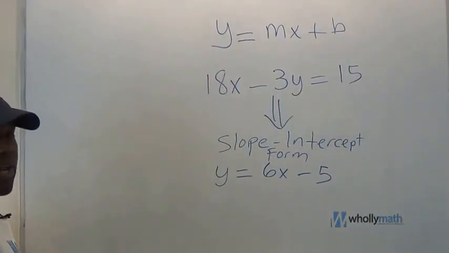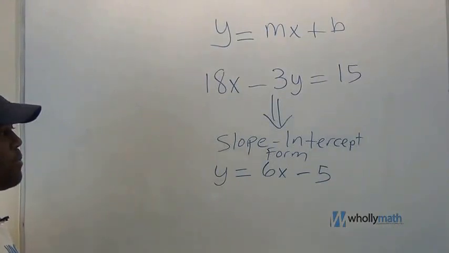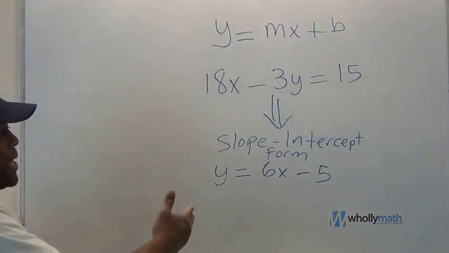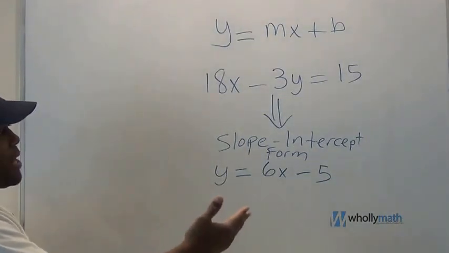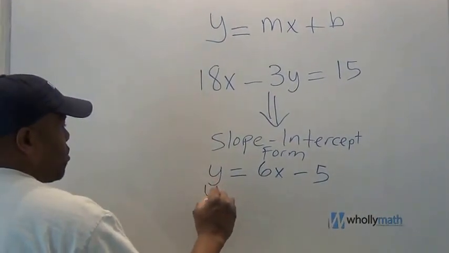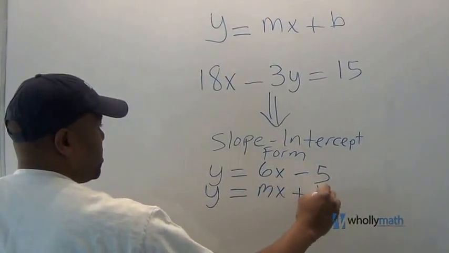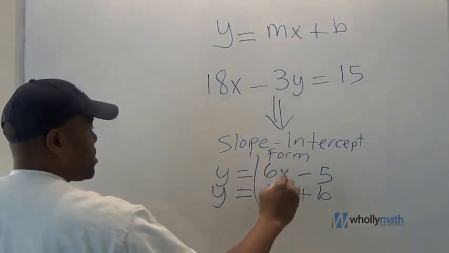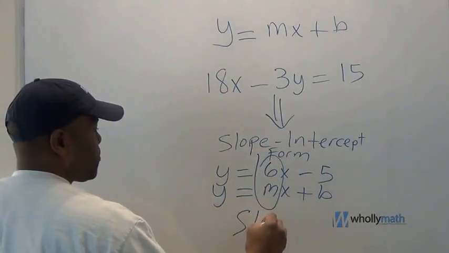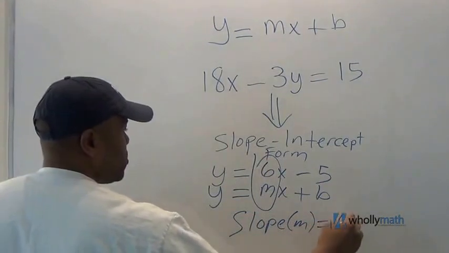Once we convert the equation 18x minus 3y is equal to 15 into slope-intercept form, we get y is equal to 6x minus 5. And since it is in slope-intercept form, which is y is equal to mx plus b, that tells us that the slope is equal to 6.